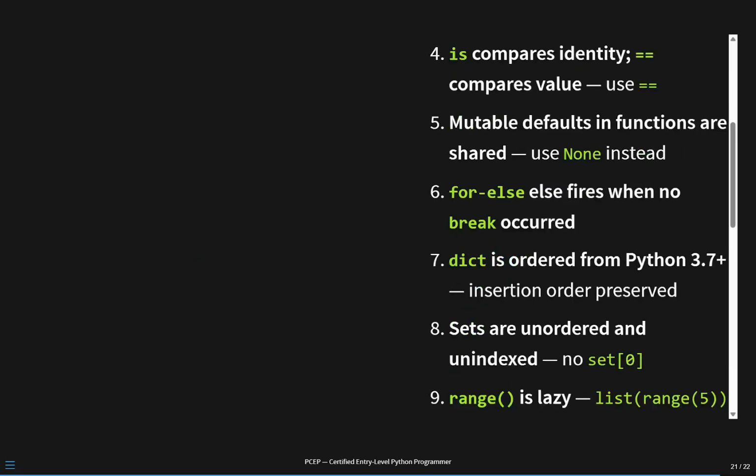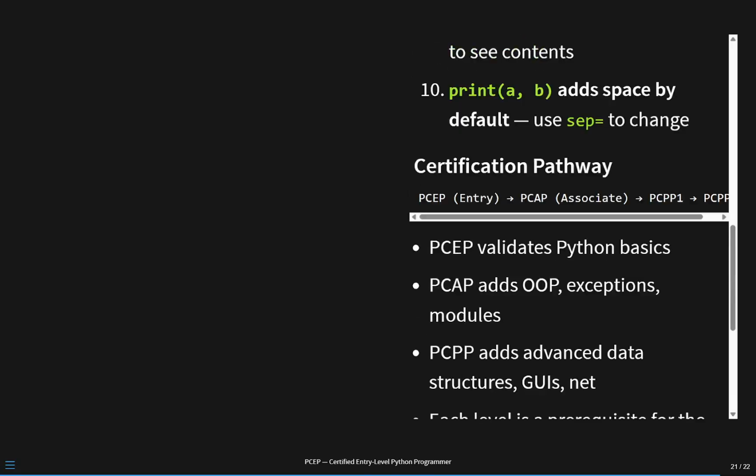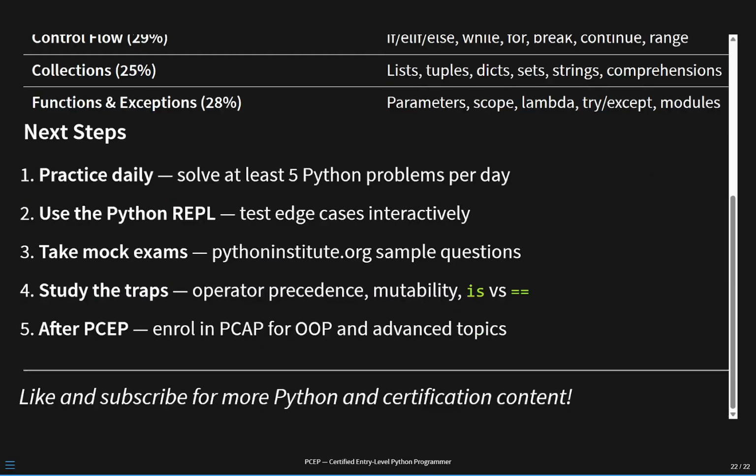Next, exam day strategy. You have 45 minutes for 30 questions. That's 90 seconds per question. Most questions can be answered in 20 to 30 seconds. Flag complex ones and return. For code tracing questions, trace on paper, line by line. Don't try to hold 6 variable values in your head simultaneously.